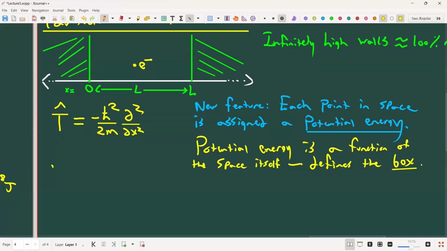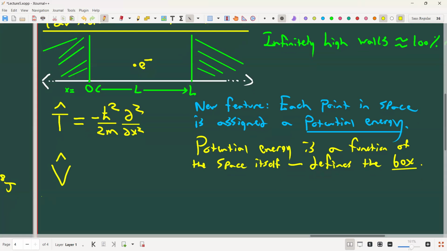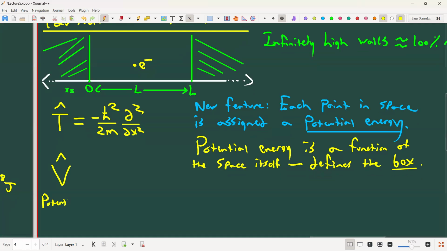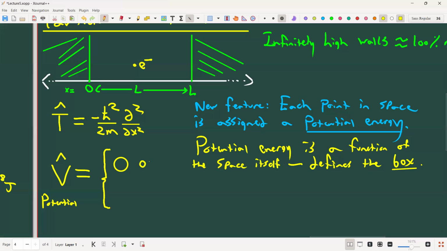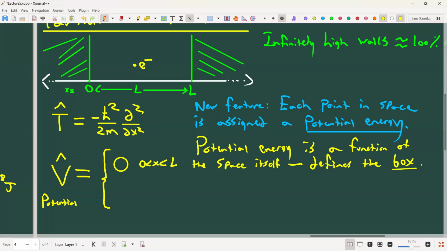Right, so for potential energy, we always write it as V. And this potential has two values. Right? If it's inside the box, it's a free particle, which means that there's no potential at all. It does not matter. Every single point in the box is exactly the same. Right? So we can just say that the potential is 0 in the region of the box. So that would be between 0 and L. Right? So it's in the box, the potential is 0.